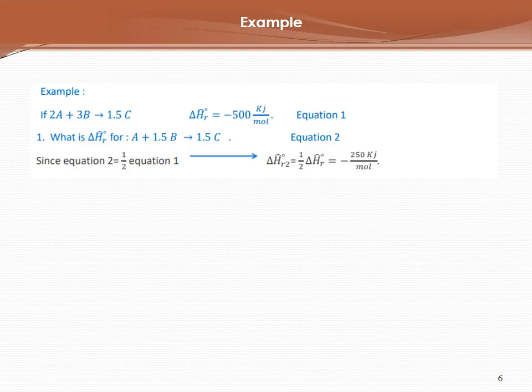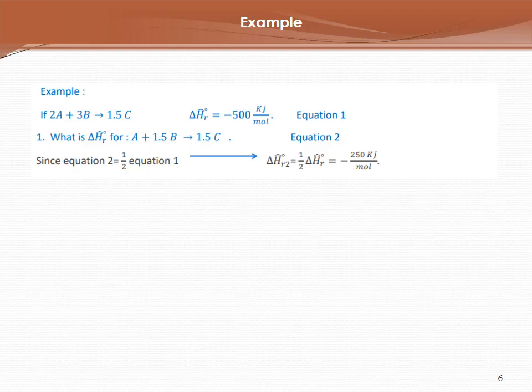Now let us look at an example. In this example, we have 2 moles of A react with 3 moles of B to give us 1.5 moles of C. The standard heat of reaction for this chemical reaction is negative 500 kilojoules per mole. You see the negative value because this is an exothermic reaction and heat is released. Now the question is, what is the standard heat of reaction for this equation?